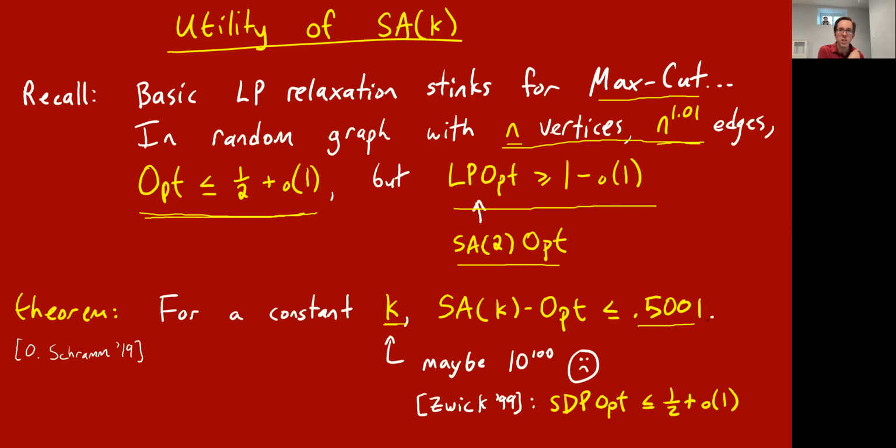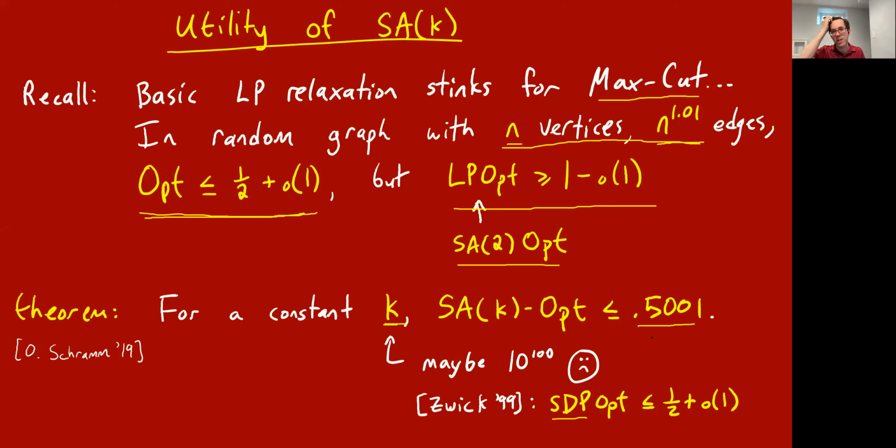Now, this is not all peaches and cream because if you dig into the proof, this constant k is very bad. Maybe it's 10 to the 100, so maybe you have an n to the 10 to the 100 time algorithm, which is theoretically polynomial time. Not so great. And another reason this is not so good is that there's, by now, maybe a simple polynomial time algorithm, semi-definite programming, that does the job, and even does it a little bit better.